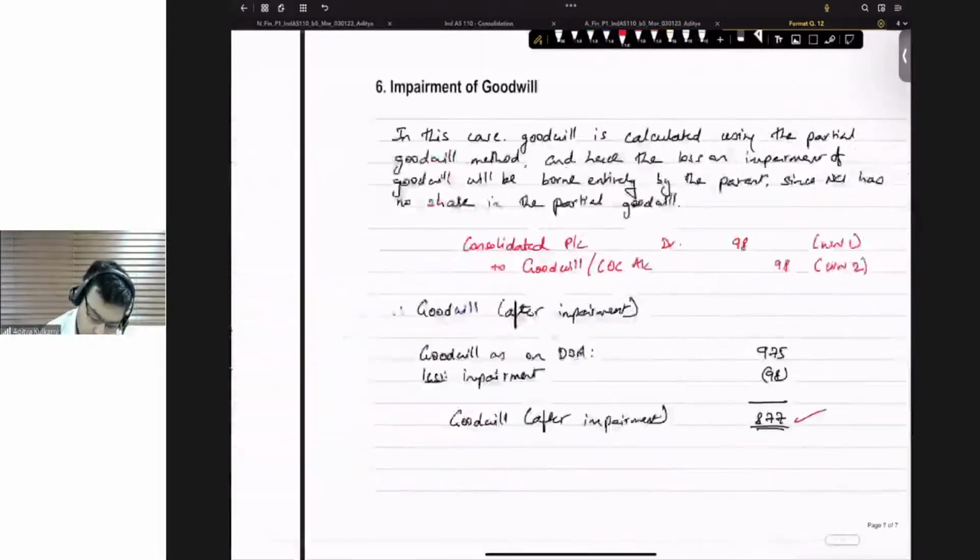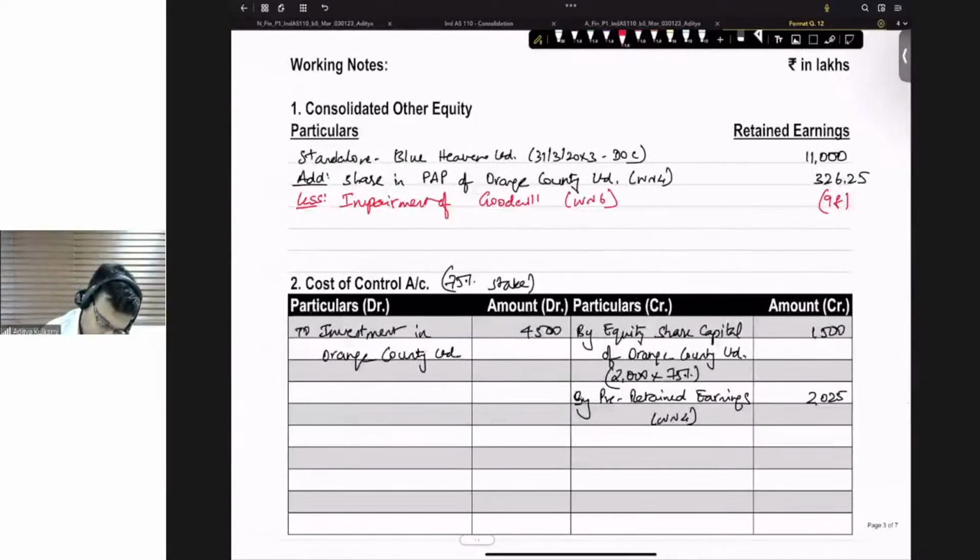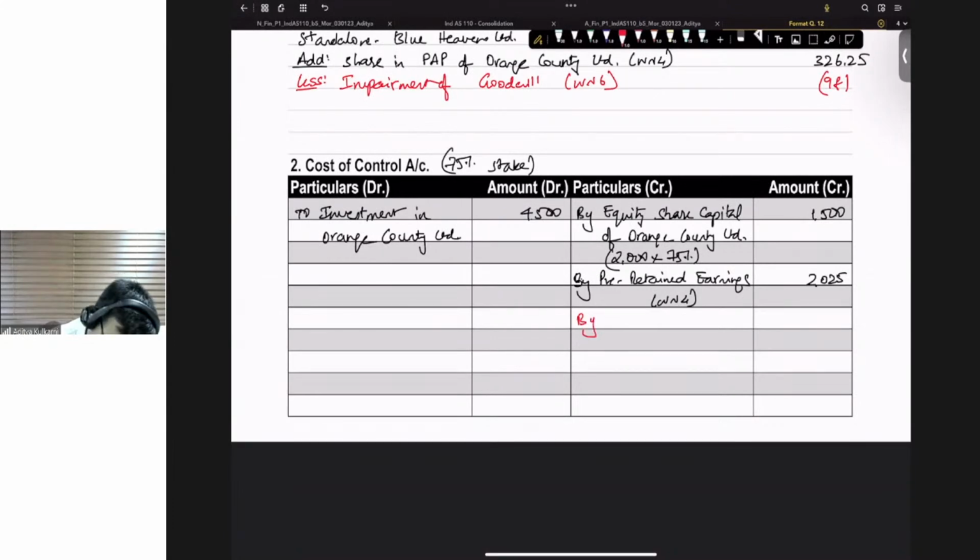So go to working note 2, and here by consolidated P&L, working note 6, goodwill impairment. And here give an effect of 98. So the balancing figure, which is the goodwill, will be after impairment. You don't have to do any further adjustment. But what you do, the choice is yours. This makes your job a little simpler than it actually is. So 877. Now don't further impair this.